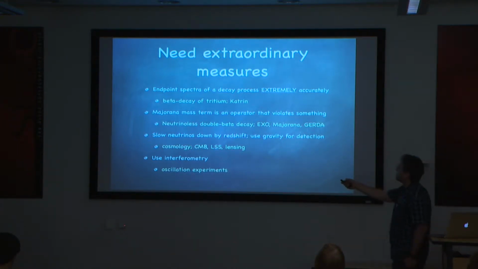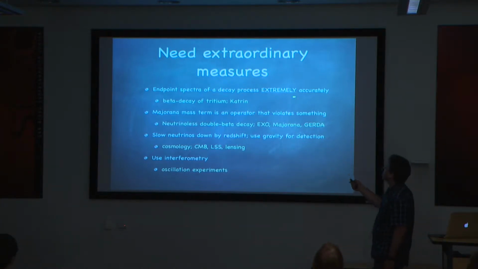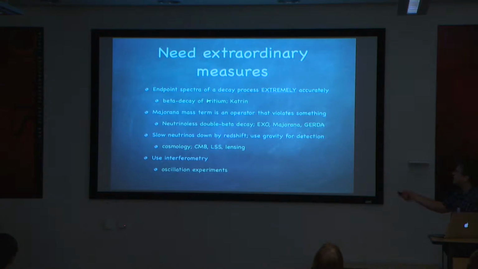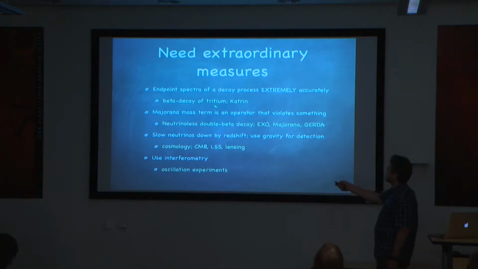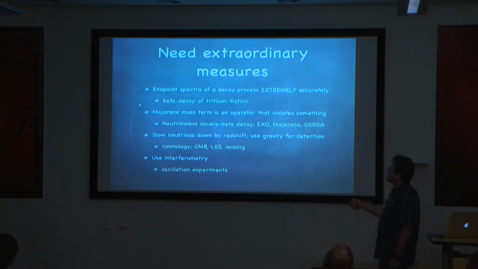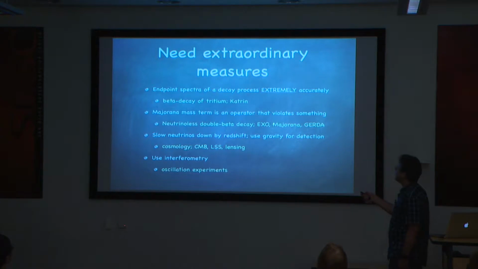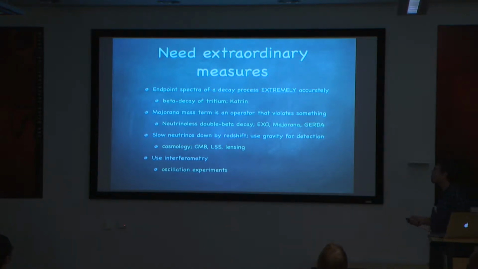So we could consider a decay process where you create a neutrino and very carefully measure the endpoint spectrum of such a decay process. And this is what happens in the decay of tritium, where people are trying to see how the spectrum ends with great precision and trying to measure the neutrino mass from that. But it is a very experimentally demanding measurement. If you have Majorana mass terms, they violate lepton number. And so you can look for very rare processes that violate lepton number, like neutrinoless double beta decay. And you have these precision experiments, EXO, Majorana, and GERDA.